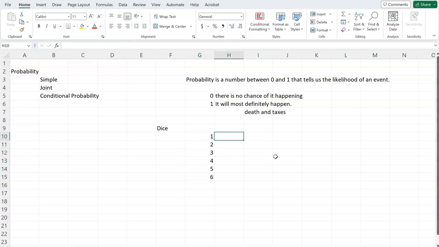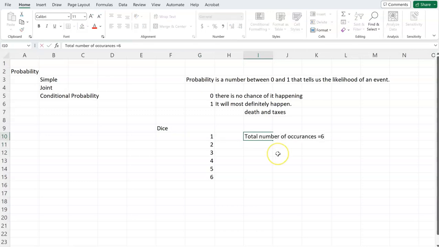Now, if it's a fair dice, since there are 6 sides to that dice, if I roll the dice, it's going to show 1 number. It's very unlikely that the dice will stand on its edge or in the corner. It's probably going to land on one of the sides. So let's say the total number of occurrences is 6. And a unique occurrence that will happen is what we will have.